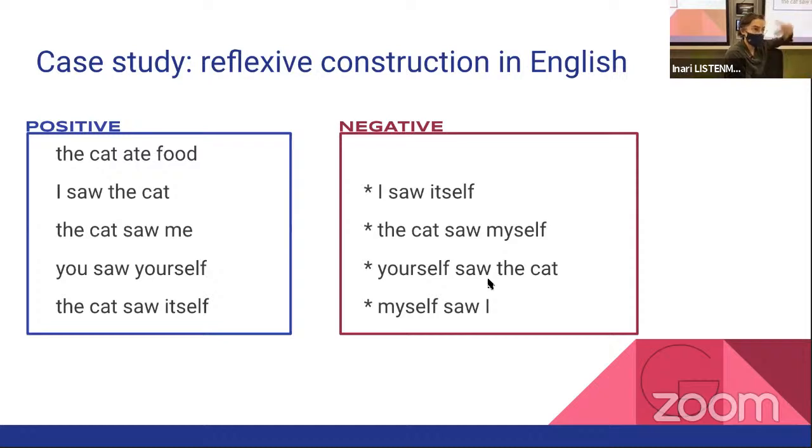Let's first put in some standard transitive clauses. The cat ate food. I saw the cat. The cat saw me. And then also you saw yourself, the cat saw itself. On the negative side, we should not mix the wrong agreement in the reflexive pronoun. So we can't say I saw itself, nor the cat saw myself. We also need to respect the word order, so we can't say yourself saw the cat. And we also need to respect the case, so we could put another negative test sentence like the cat saw I. But let's just start with these four. So positive set, negative set.